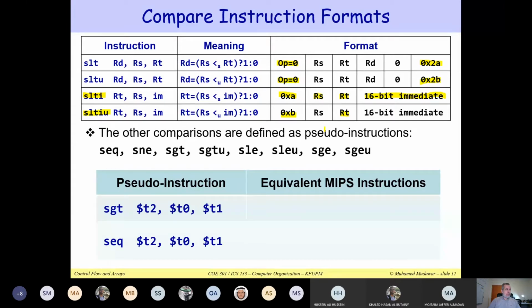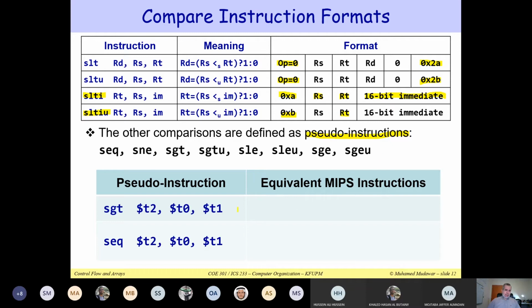So the assembler defines these as pseudo instructions. Set if equal, set not equal, set greater than unsigned, and so on. All of these are defined as pseudo instructions. So you can use them in programming, but they are not defined in the hardware, in the architecture. So there is no implementation for them. But what the assembler will do is translate these pseudo instructions into equivalent MIPS basic instructions.